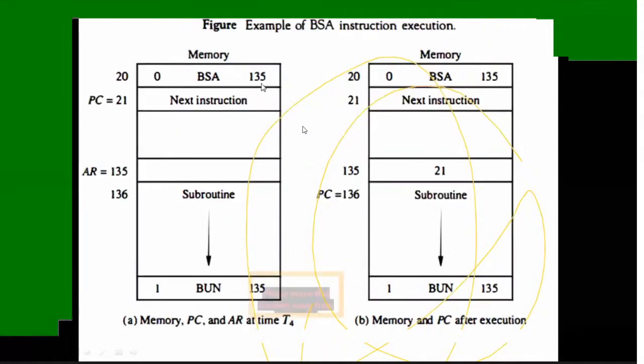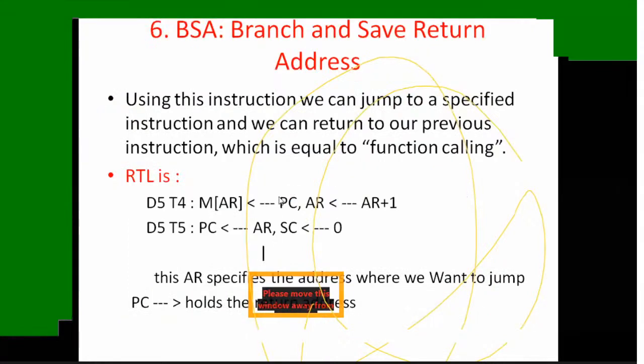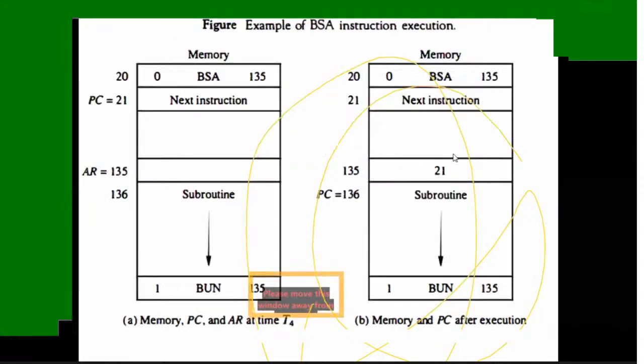What is present in AR? This is the 16 bits of your instruction, the IR register. So this specifies AR. What is the value of AR? AR is 135. So the address of the next instruction, that is your PC value, that return address you are storing at 135. So the PC value is stored at M of 135, memory location 135. So the 21 value is stored at memory location 135, right? Whatever we have, that is what I have done here. 21, the return address, you have stored at the 135 location.